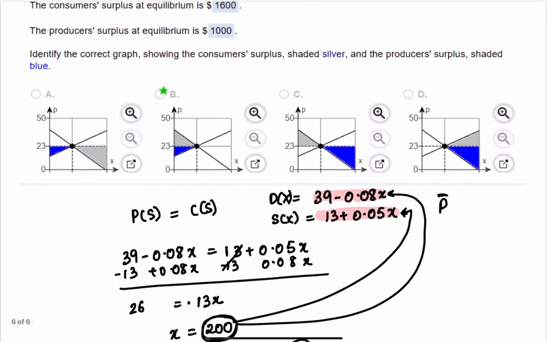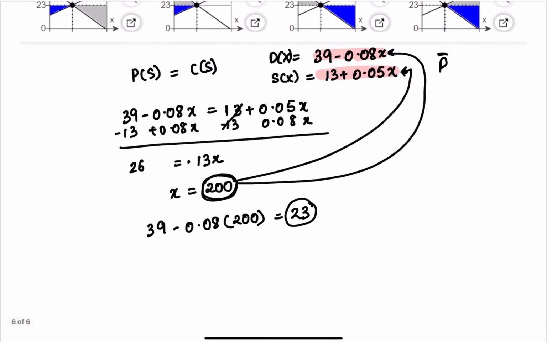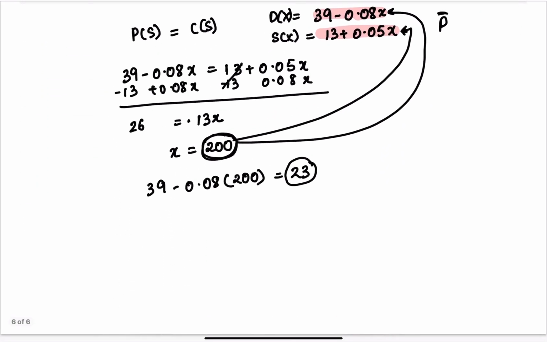Now they're asking me, how do I find the consumer surplus, which is CS? And remember, the formula is 0 to 200 because the demand is 200. Let me use a different color so it's easy for you to see.